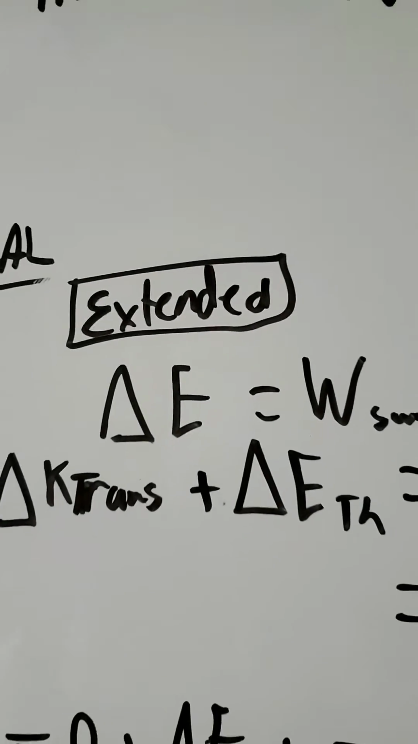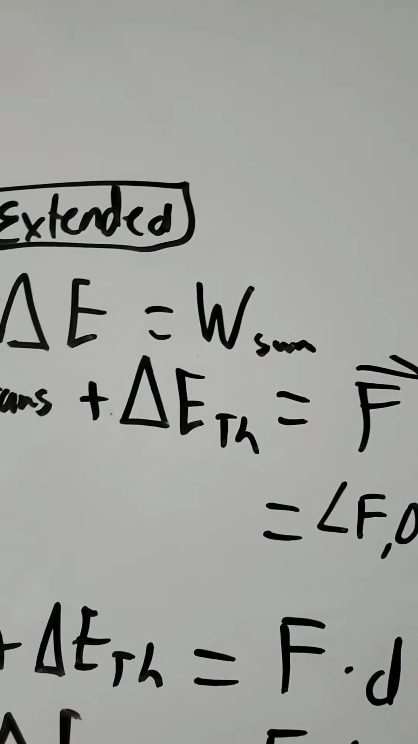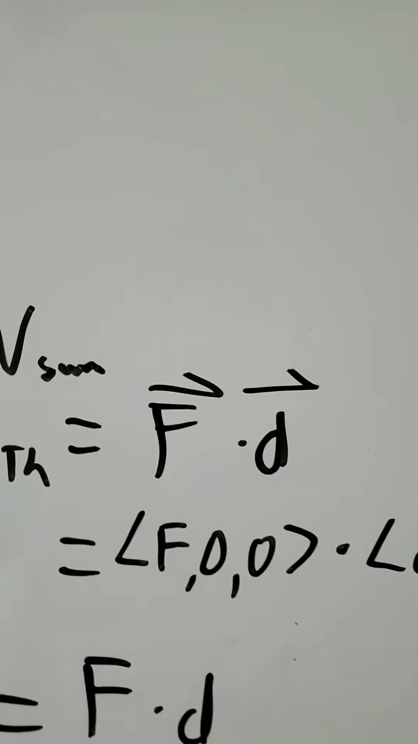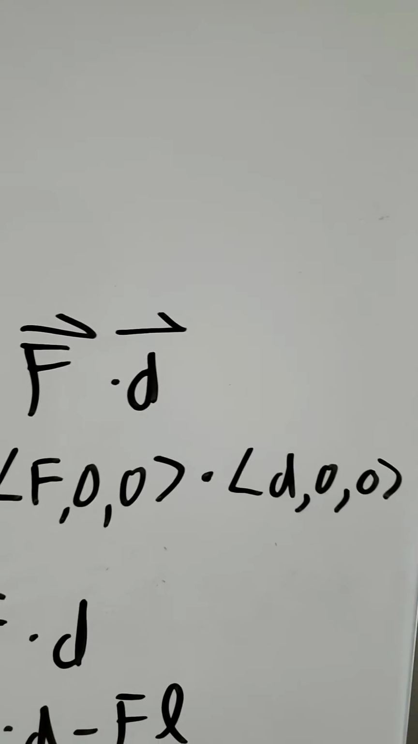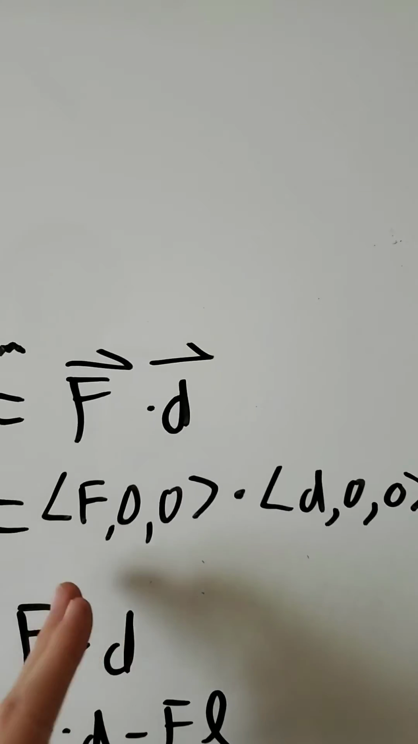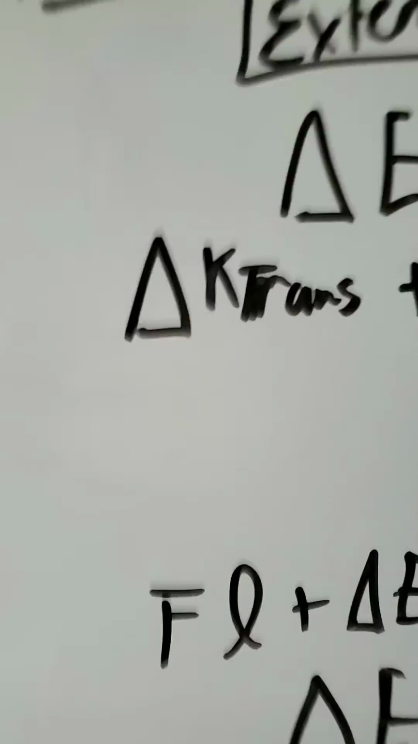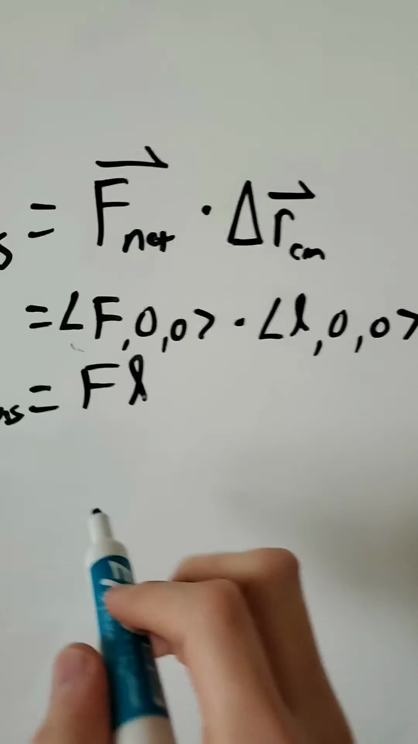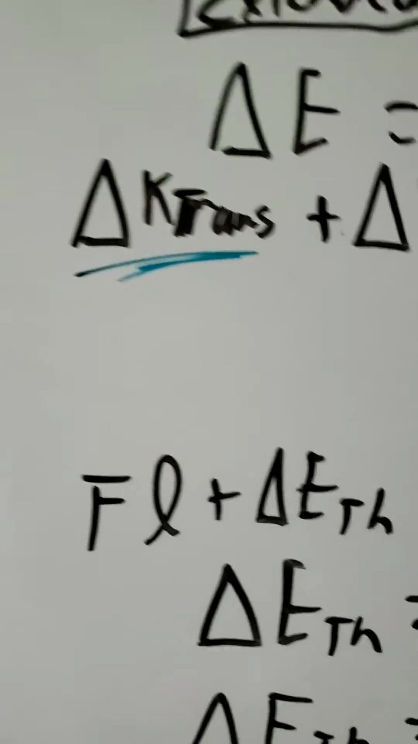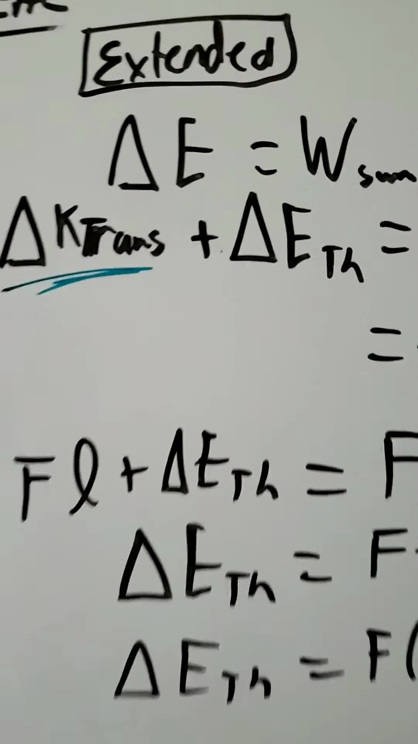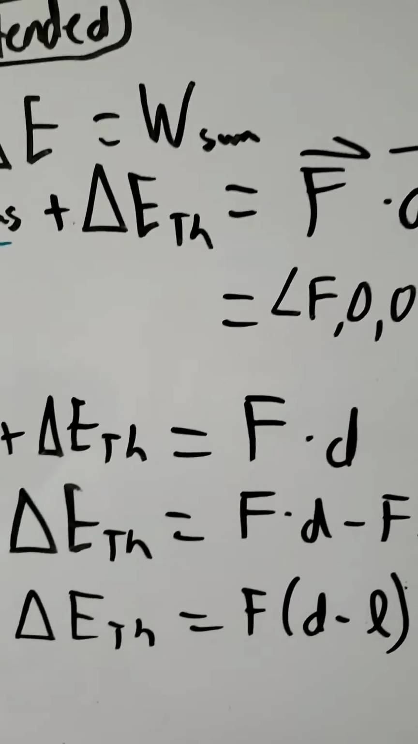And our change in energy, like I said, is going to be the translational energy plus the thermal energy, or internal energy, same difference. Once again, the F times D has both vectors, so you can write it in vector notation, or since it is just in the x direction, you can just write it as F times D. And I don't know if you remember, but we already solved for our K trans, our translational kinetic energy. It's just F of L, so I subbed that in right here: F of L plus the change in thermal energy is equal to F times D.